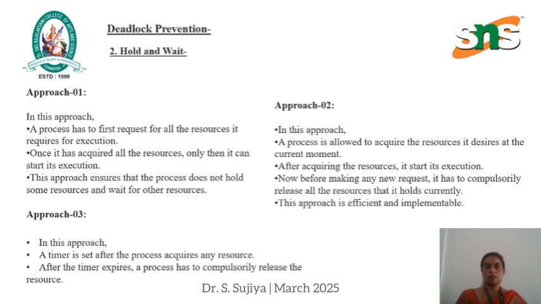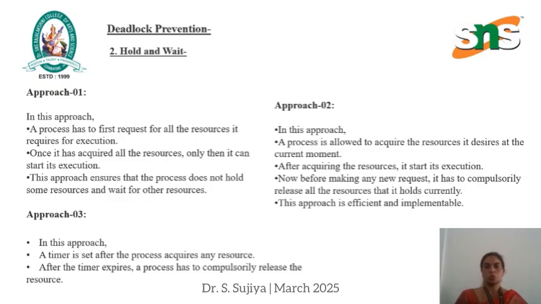Next is hold and wait. This is another deadlock prevention condition. It has three approaches: approach 1, approach 2 and approach 3. In approach 1, a process has to first request all the resources it requires for execution. Initially, the process has to declare which resources it requires, and once all the resources are allocated, it starts execution. This approach ensures that the process does not hold some resources and wait for others, as everything is given prior to the task being performed.